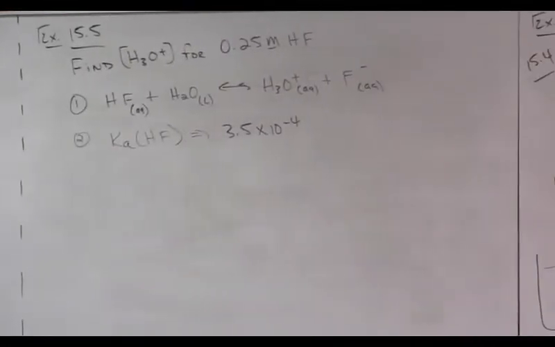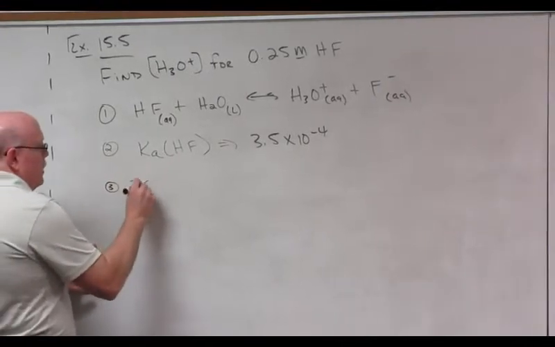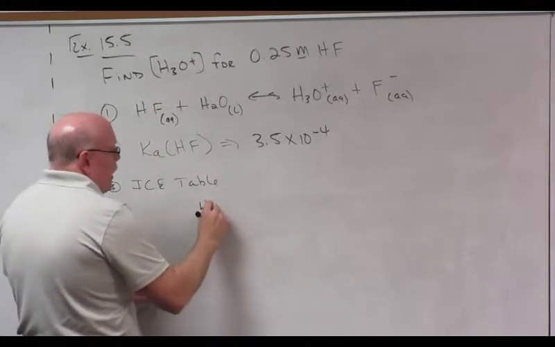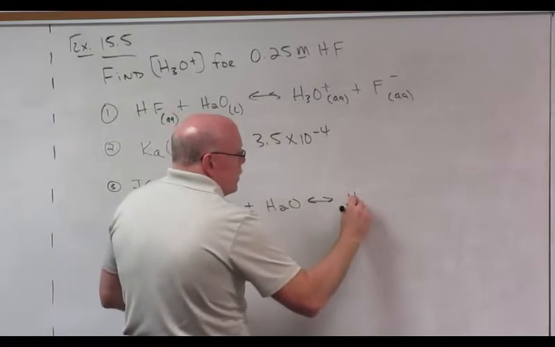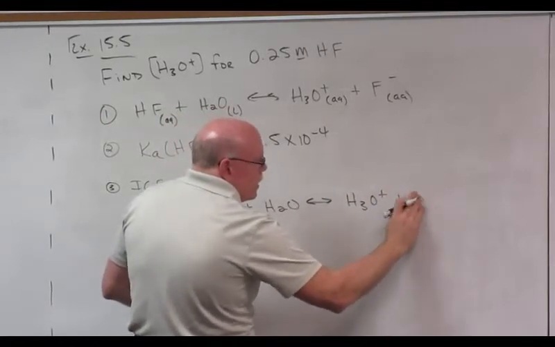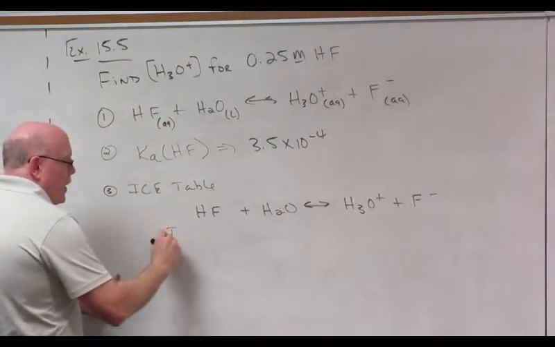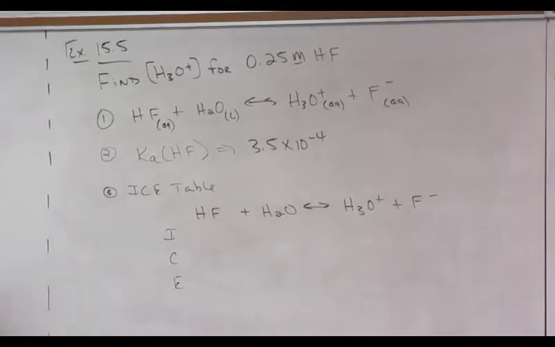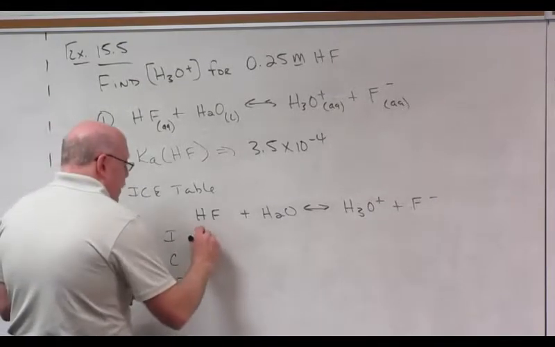Next thing we have to do is look at what's happening here. We have to set up an ICE table. Let's write our reaction again. HF plus water goes to this. That. There's our reaction. The initial, change, equilibrium. They tell us we're starting with a quarter molar, 0.25 molar HF. 0.25.